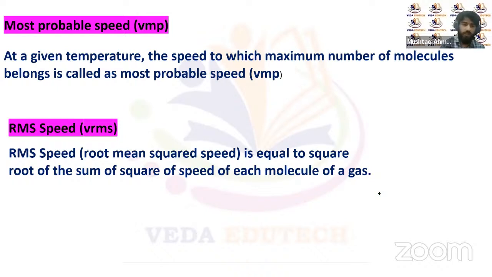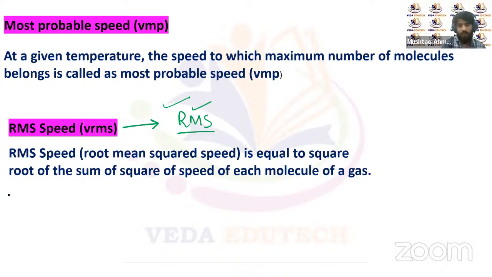And RMS speed is defined as root mean square speed. It is equal to the square root of the sum of squares of speed of each molecule of a given gas, divided by the number of molecules. If we read RMS in reverse direction, it means we square the speeds, then take the mean of those squares, and then take the root of that mean square. So that's what we call the true RMS value.